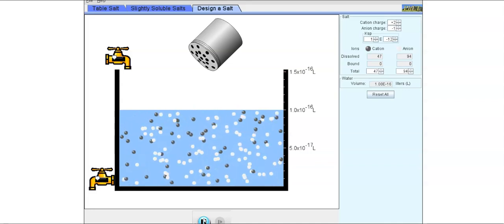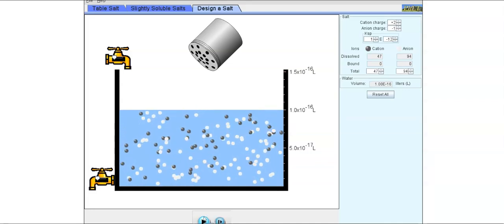So let's go ahead and pause this. And just by looking, it looks like there's more whites than black. So again, black is the magnesium ions. Let's count those. 1, 2, 3, ... 45, 46, 47. 47 of those.